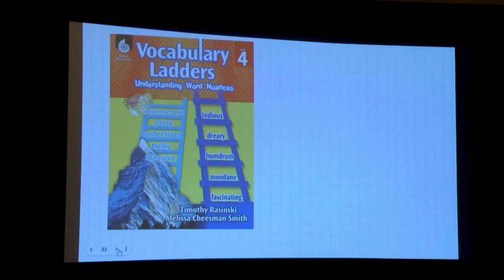The next resource that we're going to discuss is Vocabulary Ladders, Understanding Word Nuance, Level 4, for fourth grade. Expanding your child's vocabulary is essential for their reading comprehension and overall academic success. This book uses a unique approach called vocabulary ladders to help your child understand word nuance and improve vocabulary skills. The activities in this book are designed to be both fun and challenging, encouraging your child to think about new words in new ways and make connections between words and their meanings. By using this resource, you can help your child develop a richer vocabulary, which will enhance their reading and writing abilities.